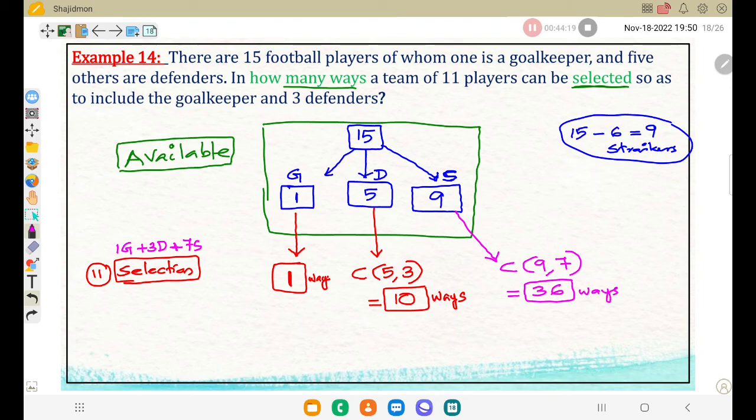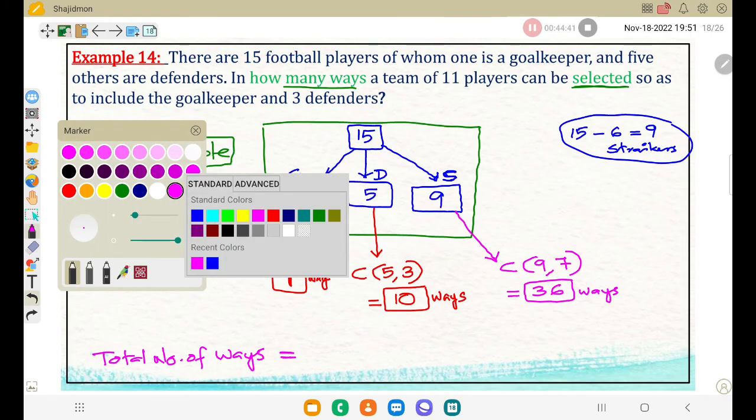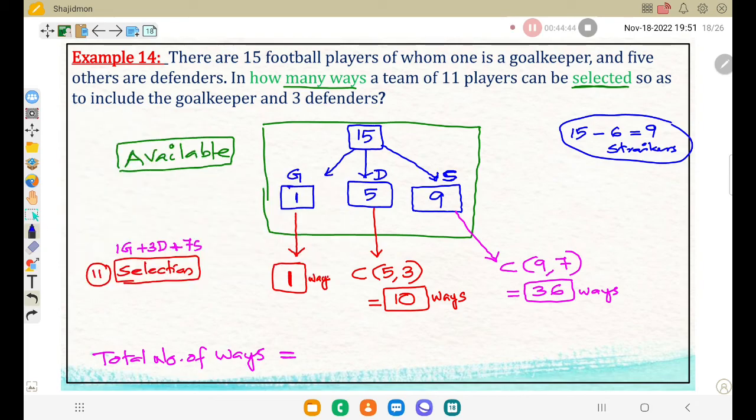So goalkeeper can be selected one way, defenders can be selected 10 ways, and strikers can be selected 36 ways. So the total number of ways of selection, the 11 team selection, we get by using the multiplication rule. What is the multiplication rule? Goalkeeper 1 way multiplied by defenders 10 ways multiplied by strikers 36 ways.